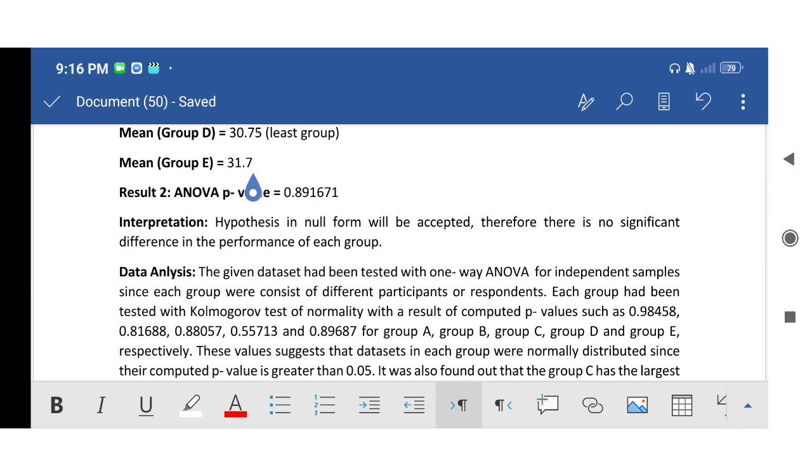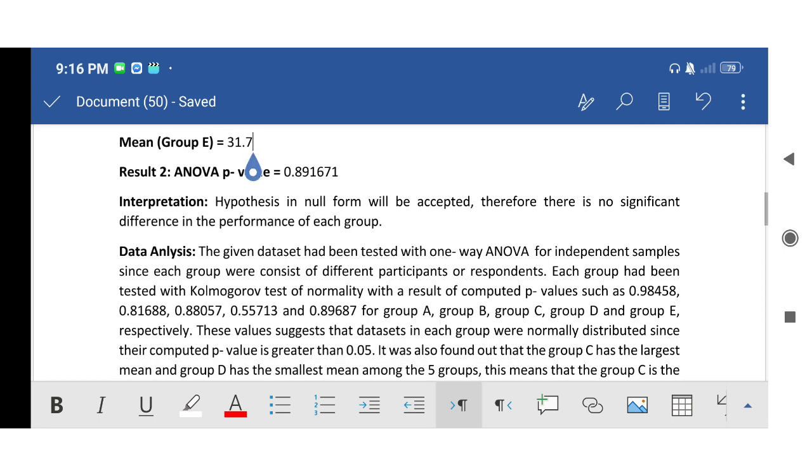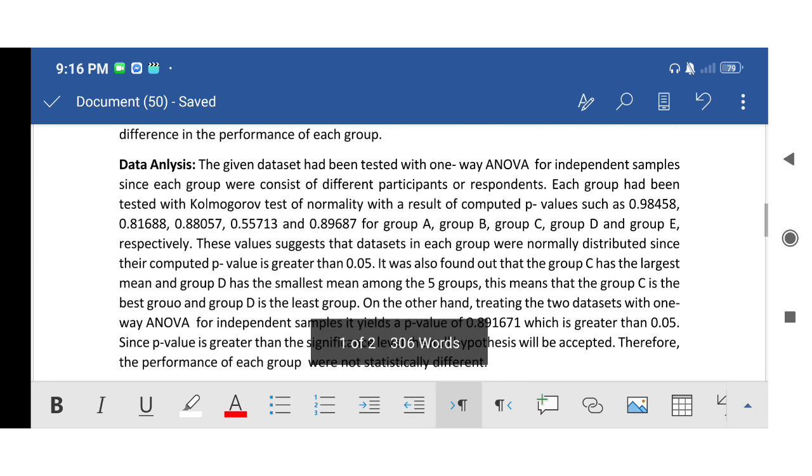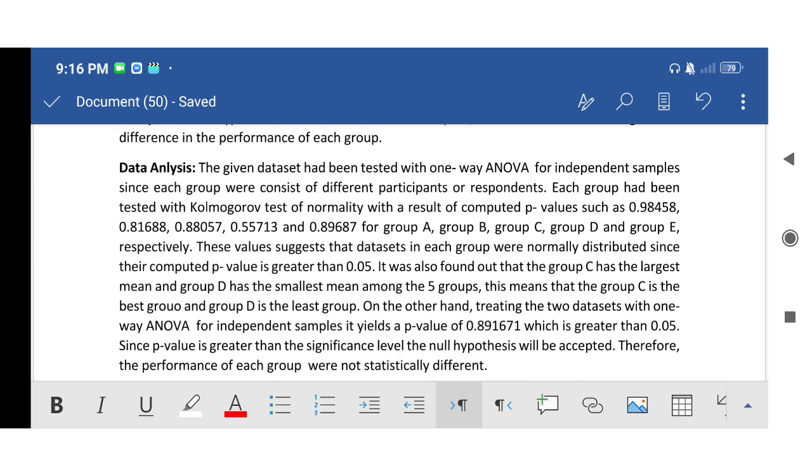Result number 2, ANOVA p-value. The ANOVA p-value is equal to 0.891671. Interpretation: the hypothesis in null form will be accepted, therefore there is no significant difference in the performance of each group. Data analysis: the given dataset had been tested with one-way ANOVA for independent samples, since each group consists of different participants or respondents.